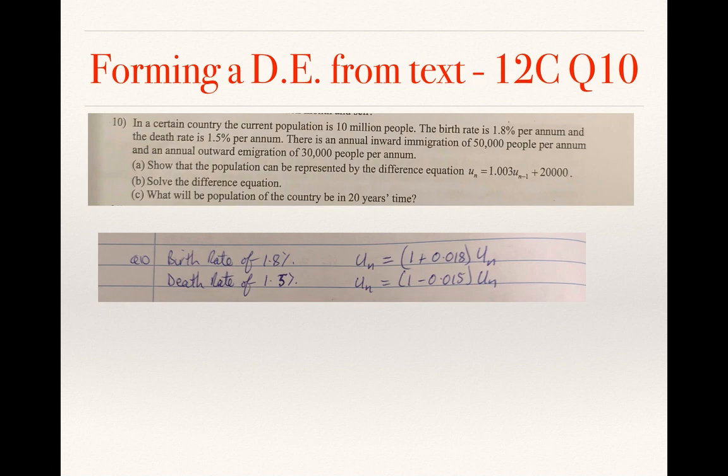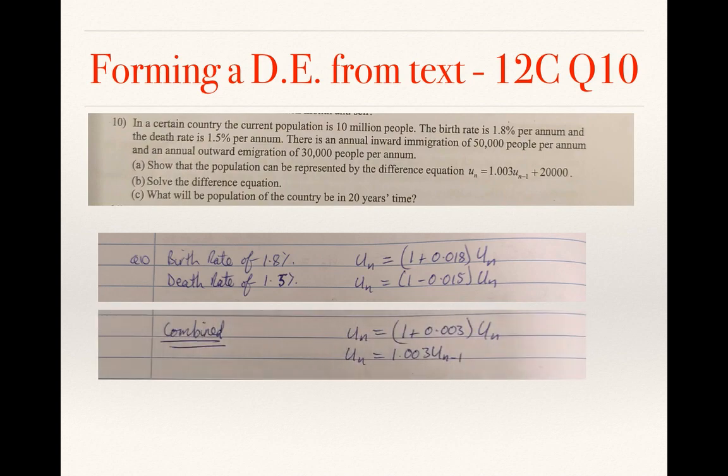And then if the death rate was 1.5%, I'd have the difference equation u of n plus 1, again there's an error there, is equal to 1 minus 0.015 times u of n. But we end up putting those together, and when we combine them, that will give me u of n plus 1 is equal to 1.003 u of n, or it looks like I've made the adjustment to the right hand side there rather than the left, and that form of the difference equation is fine. u of n is equal to 1.003 u of n minus 1. And that's almost all of part A done.